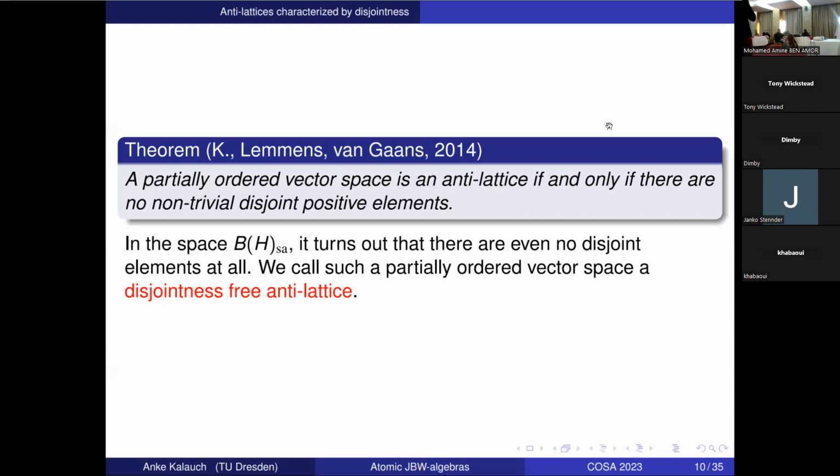Kadison showed that this is an anti-lattice, and one can even show a bit more. There are even no disjoint elements, also not non-positive ones. So we call such partially ordered vector spaces disjointness-free antilattices. That's why we add disjointness-free, because it can happen in normal antilattices that there are disjoint elements, but in B of H not. And the other objects we will consider, it's the same. We will not find disjointness at all.